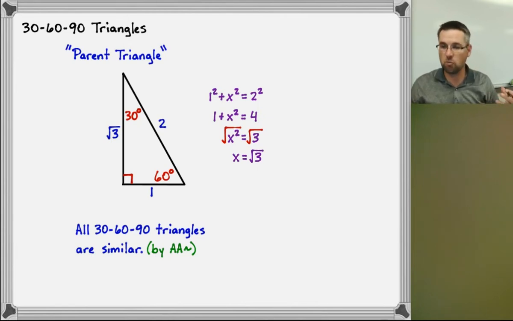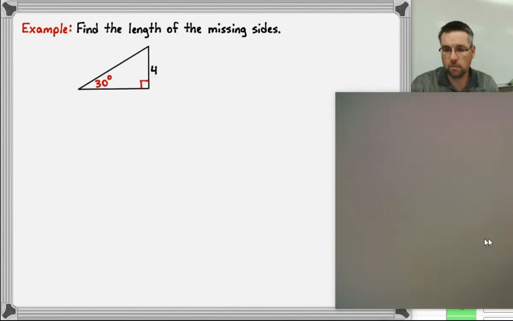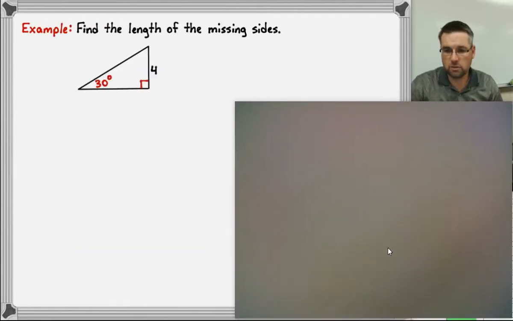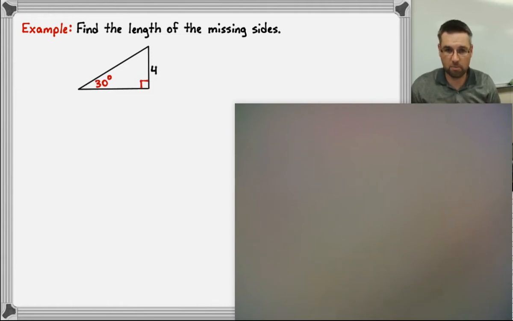which means we can set up ratios just like we have been for the last 2 lessons, okay? So make sure you write this down before we move on to the next part, because we're going to be using this parent triangle consistently for this lesson and into the future, okay? All right, so let's go ahead and take a look at an example of this.